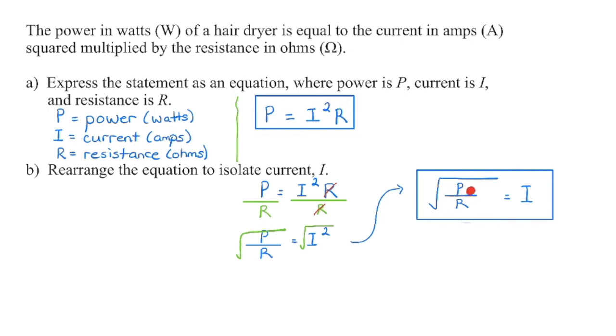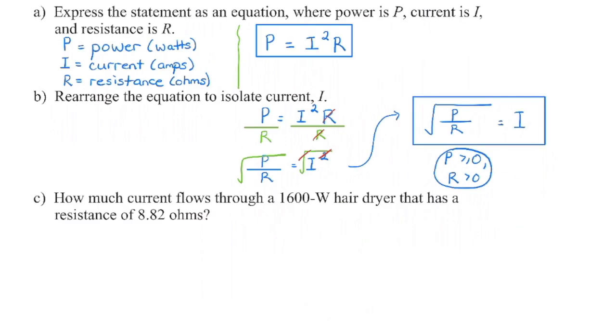So I know that P has to be positive or 0. R, because it's in the denominator now, is going to have to be greater than 0. And the last piece we're asked to determine is the amount of current that flows through a 1600 watt hairdryer that has a resistance of 8.82 ohms.